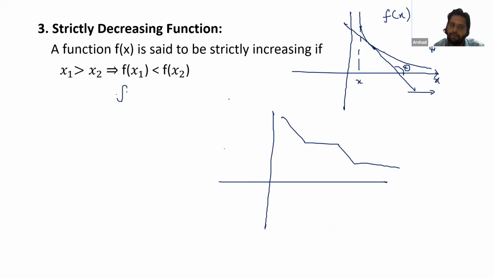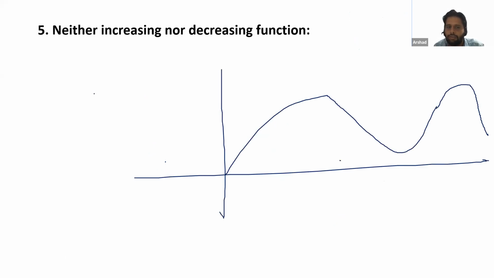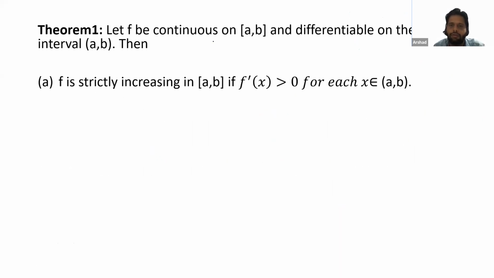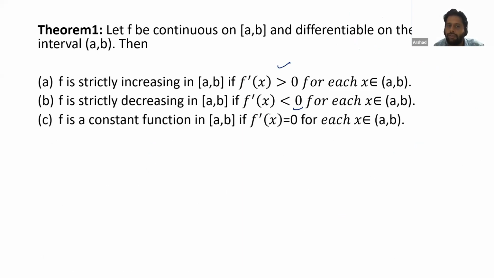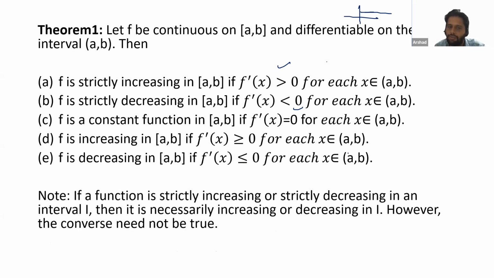Same thing with strictly decreasing. Here f dash x is less than zero. For decreasing, f dash x is less than or equal to zero. Please remember these points. The same thing I've written here: if f is strictly increasing, then this is greater than zero; decreasing, less than zero. If a function is constant like this, then f dash x is equal to zero. Next, increasing is greater than or equal to zero, and decreasing is less than or equal to zero. And remember this point, that if a function is strictly increasing, then it is also increasing. But it is not true that if a function is increasing, then it will also be strictly increasing, because in increasing we have included the condition of zero also.